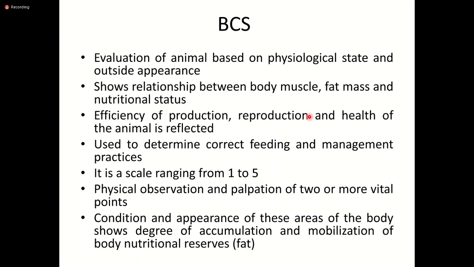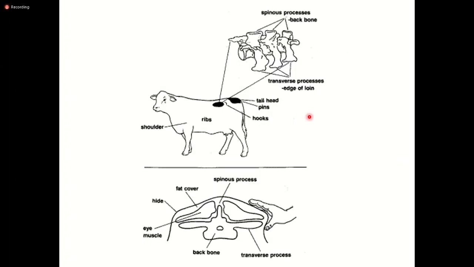So what is the BCS? That's called body condition score. Body condition score is a scale starting from 1 to 5. 1, 2, 3, 4, 5, right? It's a scale. We can just observe the animals externally, and then give them a number.